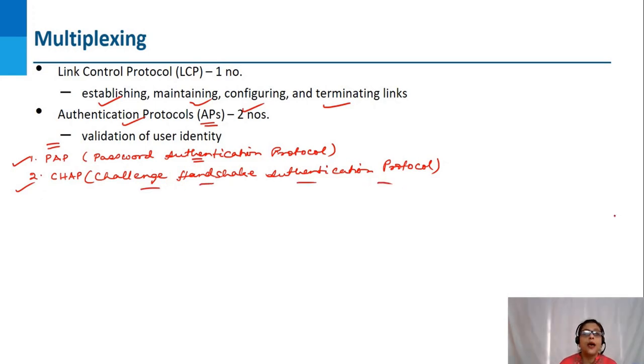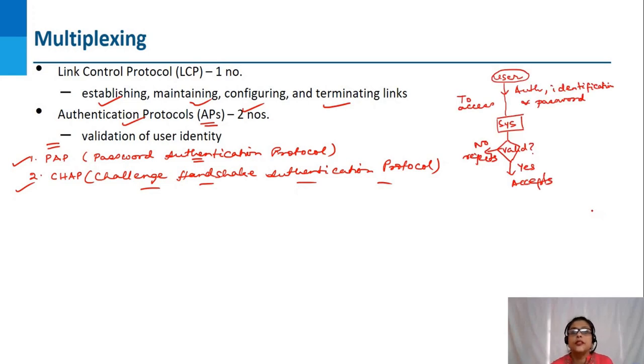Now let us see how PAP works. This is the flow diagram of PAP. It starts with the user. The user sends an authorization identification and password to the system. The system checks the data, and if it is valid, it accepts it, and if it is not valid, it rejects it. When it is valid and accepted, the user can access the system.